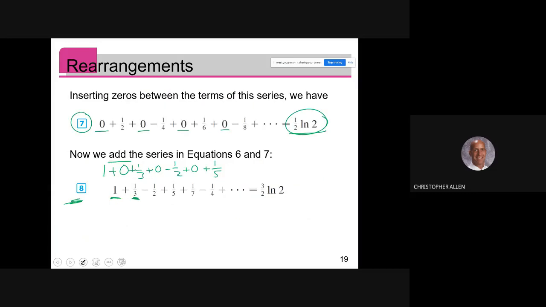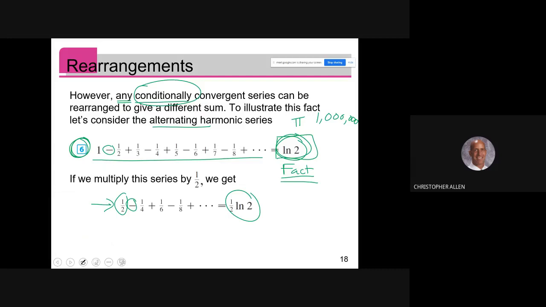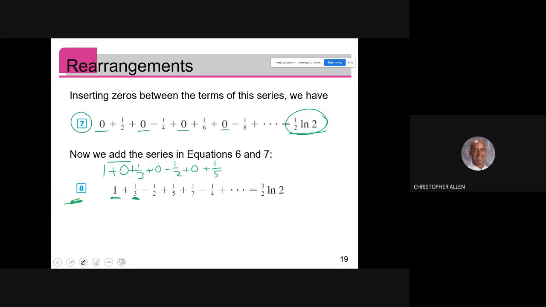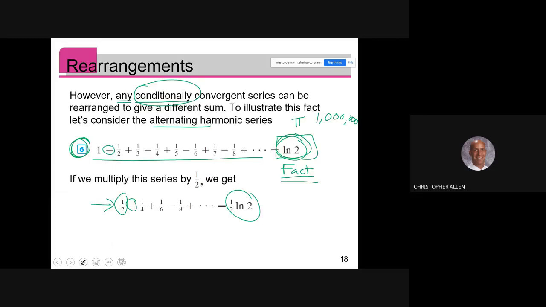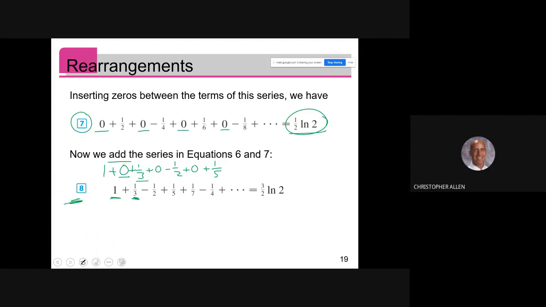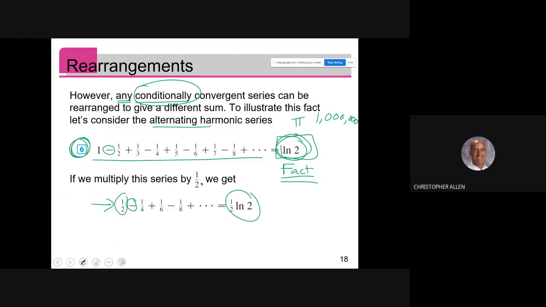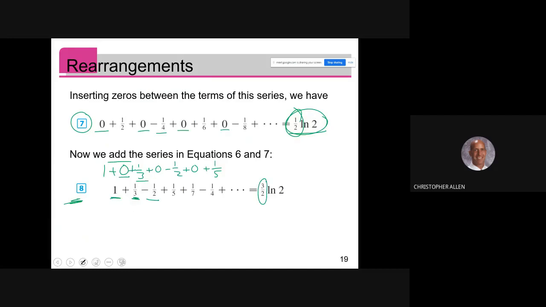1 plus 0 is 1. Negative 1/2 plus 1/2 is 0. 1/3 plus 0 is 1/3. Negative 1/4 minus 1/4. Did I say that right? Would be that negative half. Oh, right, correct. Negative 1/4 and negative 1/4 is negative 1/2, correct. And then the next one plus 0 is, anyways, this is what you get. Now, if I add 1/2 to 1, what is 1/2 plus 1? It is 3/2.